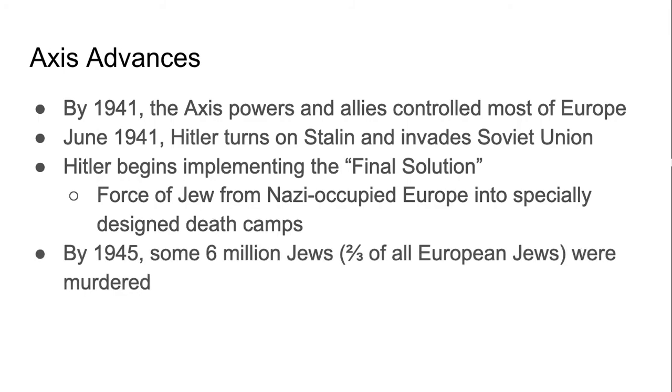By 1945, some 6 million Jews, or 2/3 of all European Jews, were murdered. A lot of people didn't know the statistics or the complete picture of what happened until the end of the war. So a lot of the stuff happened behind the scenes. A lot of citizens didn't even know that this was happening because, again, they weren't seeing it. It wasn't being reported.